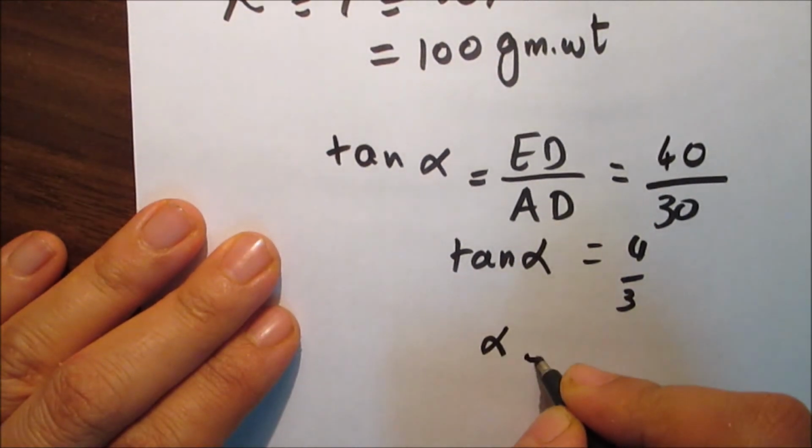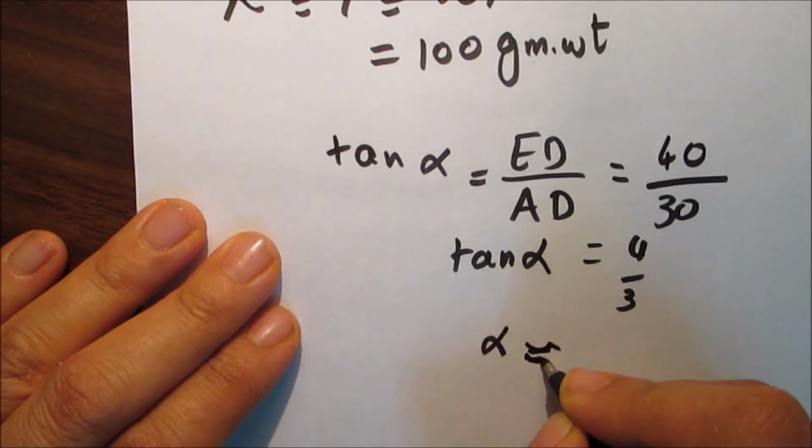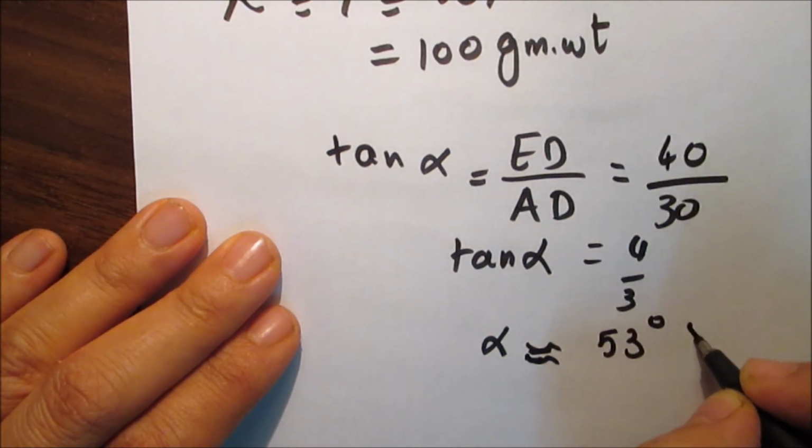Use the calculator and shift tan to get alpha. So alpha is nearly equal to 53 degrees and 8 minutes.